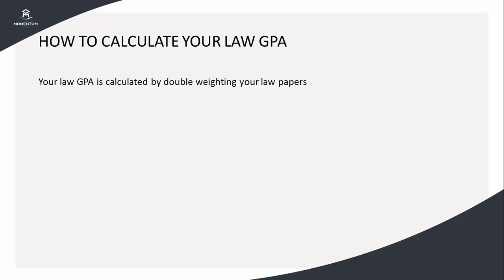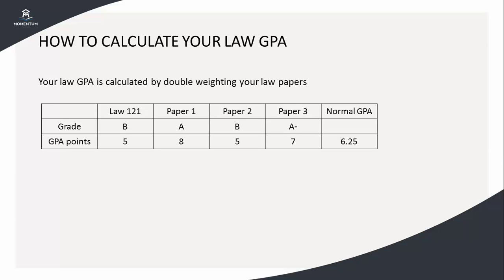Your Law GPA is the same as your normal GPA except that Law is double weighted. For example, if the following were your marks, then your normal GPA would be calculated by adding up your GPA points where 9 is an A+, 8 is an A, and so forth, and then dividing them by the number of papers. So your normal GPA would be the sum of the 4 papers divided by 4, so that your normal GPA would be 6.25.